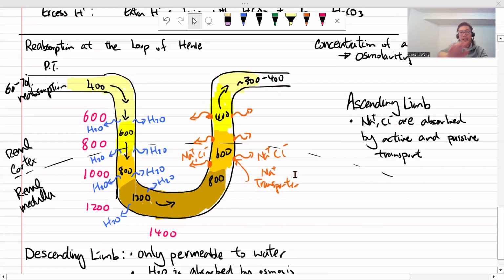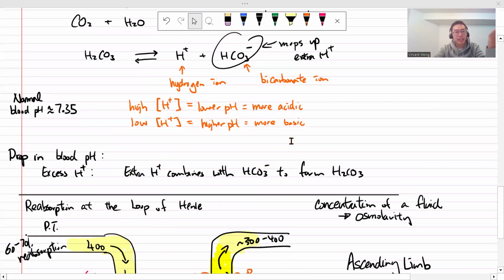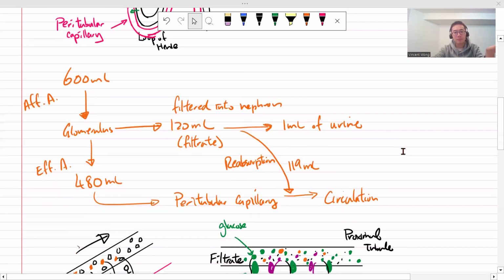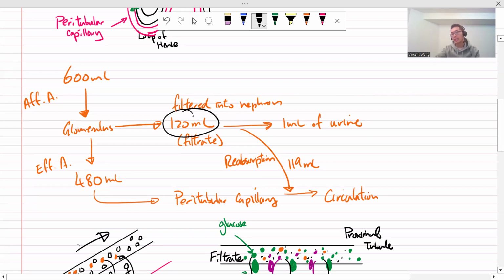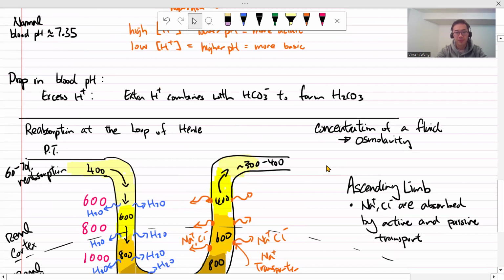So, in the loop of Henle, you will absorb an additional 10-15% of the filtrate. I don't know if the numbers are helping you guys, but like I said, of the 120, you take back 60 to 70% in the proximal tubule, and then an additional 10-15% from the loop of Henle. Water on the way down, sodium chloride on the way up.